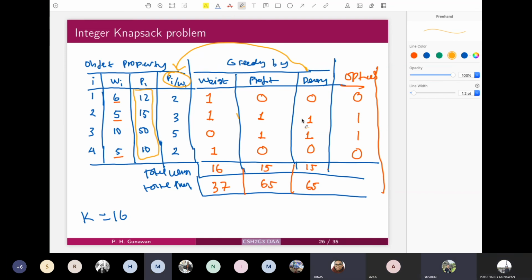Sir, why is the optimal 0110? You can find the optimal solution by brute force or anything. How to get 0110? By brute force, you can find it by brute force or exhaustive search. Okay.